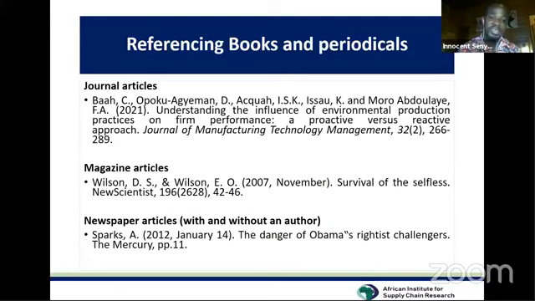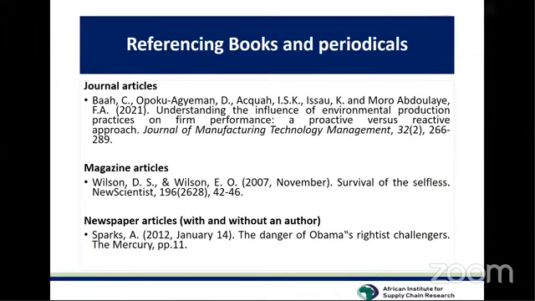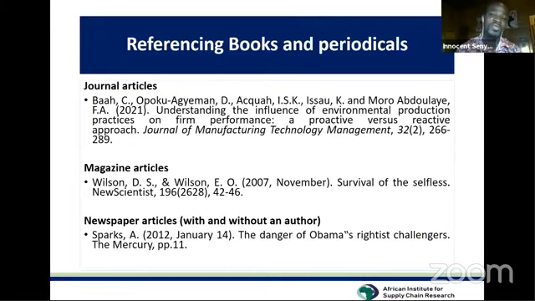For magazine articles, a similar example is there. The year comes and the month follows. The title, the pages, etc. are also provided. For newspaper articles, we have seen, for example, Sparks 8, 2012, January 14, The Danger of Obama's Varieties Challenges, the Mercury on page 11. So these are the essential parts of our periodicals when we are citing them in our reference list.